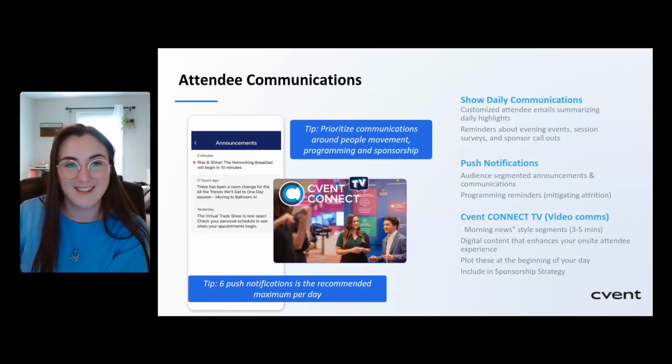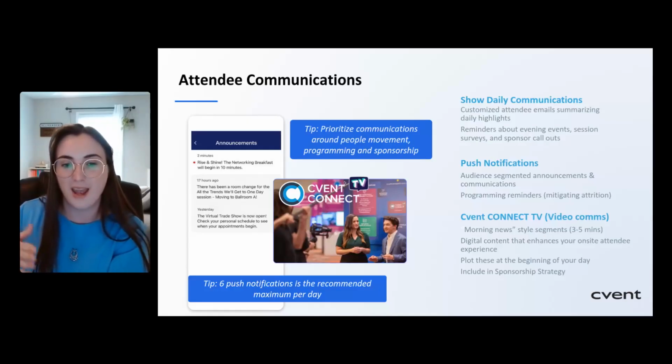And then the last thing that we do that is, I think, really cool for some of our attendee communications, and this is kind of bridging that gap between the in-person and virtual experience, is Cvent Connect TV. So in all of our communications, we include our short morning news style segments, which are just really short, 3 to 5 minutes. They talk about what's happening on site. There's interviews with different people that are on site. We address short, quick hit topics.